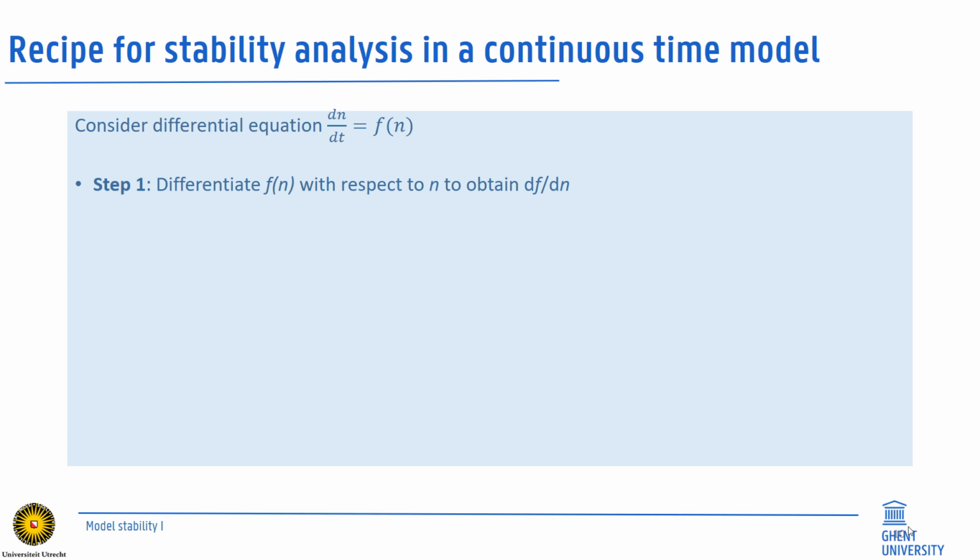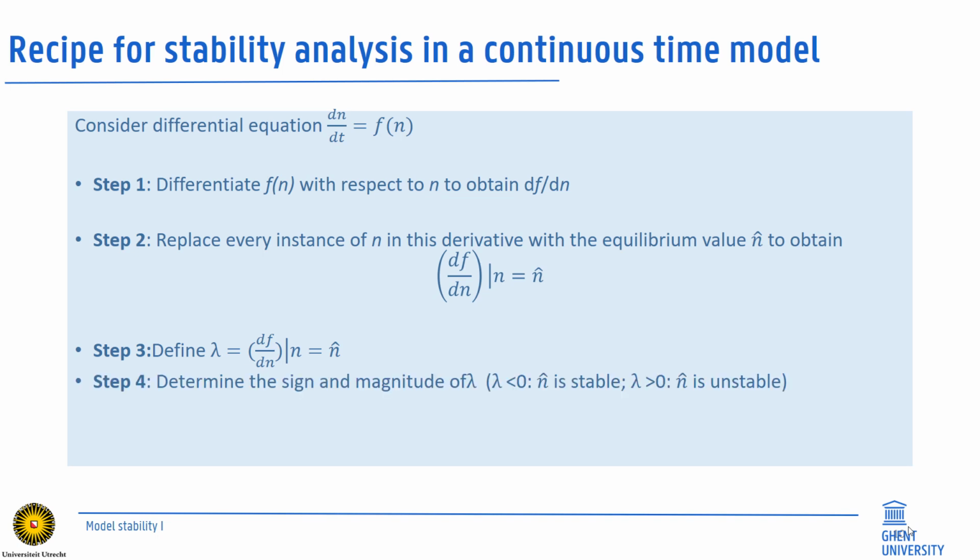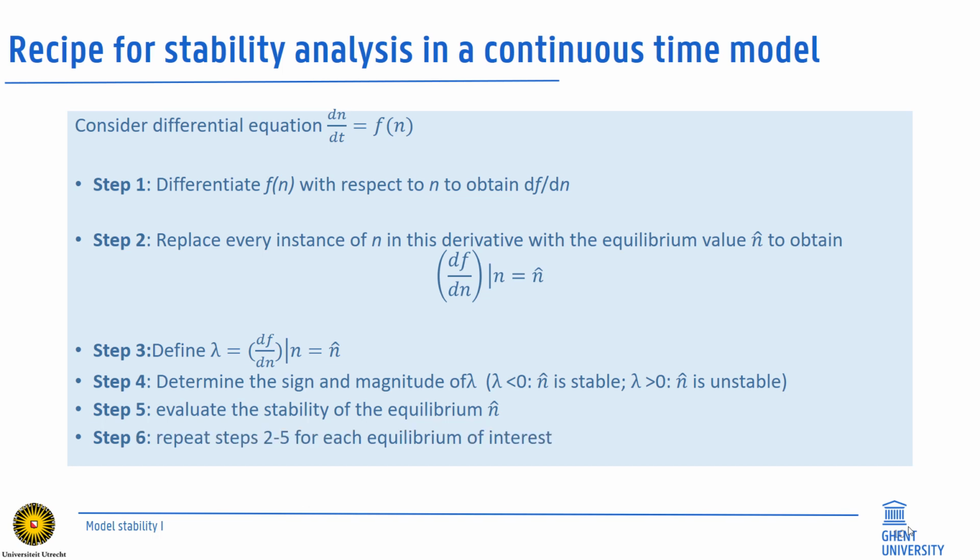Consider differential equation dn/dt. As step 1, we need to differentiate the function with respect to n. Then, replace every instance of n in this derivative with the equilibrium value n* to obtain the partial derivative at this equilibrium value. In the third step, we define lambda, determine its sign and magnitude, and evaluate the stability of the equilibrium, so the conditions where lambda becomes negative or positive. If needed, we repeat all these steps for each equilibrium of interest.